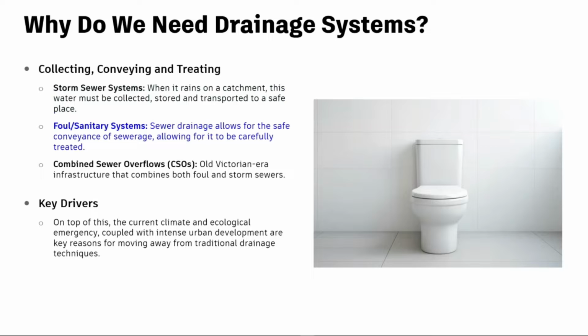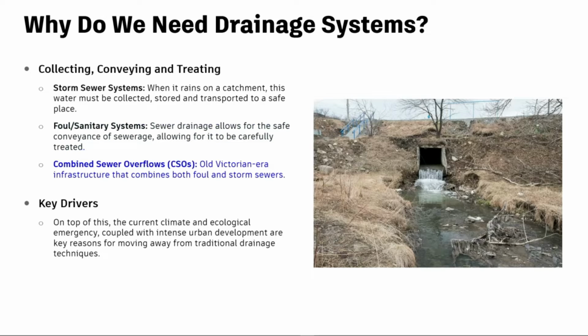Alternatively, sewage, which is wastewater from households and industrial infrastructure, needs to be transported to a place in which it can be treated. These systems are named foul or sanitary systems. Modern-day drainage should be separated.